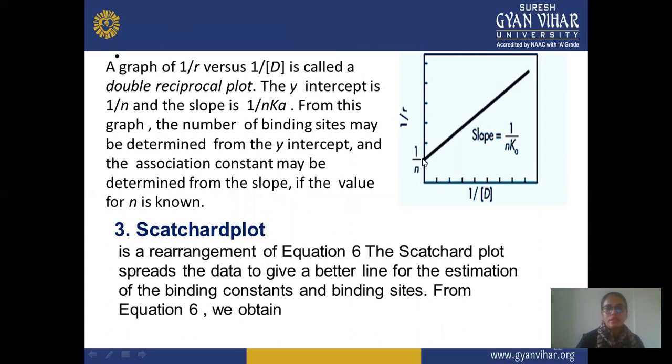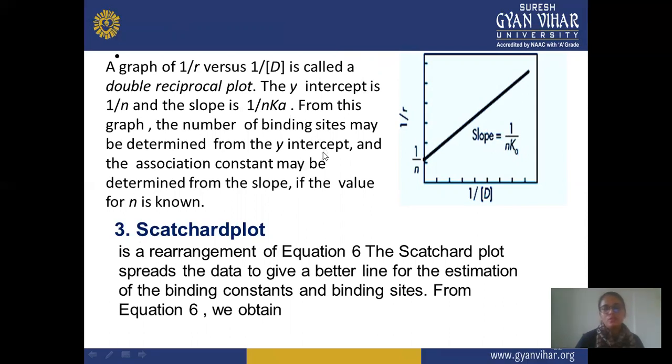In this, as the concentration increases, binding takes place, and the slope is observed. The slope is given by the equation 1 divided by N Ka. From this graph, the number of binding sites may be determined by the intercept, and the association constant may be determined from the slope. For this determination, you should at least know the N value, or the N value should be known. Next is the scatchard plot.